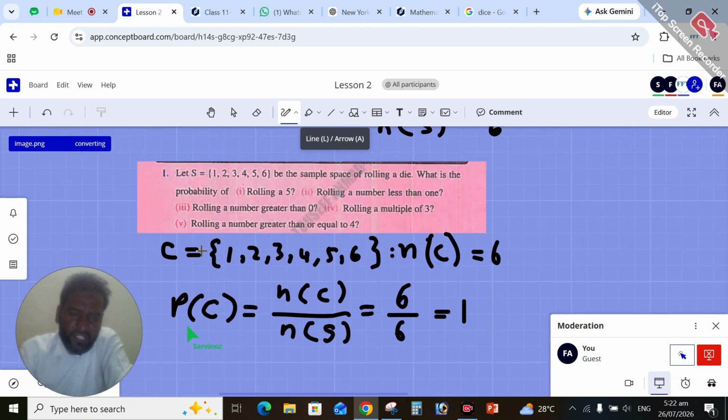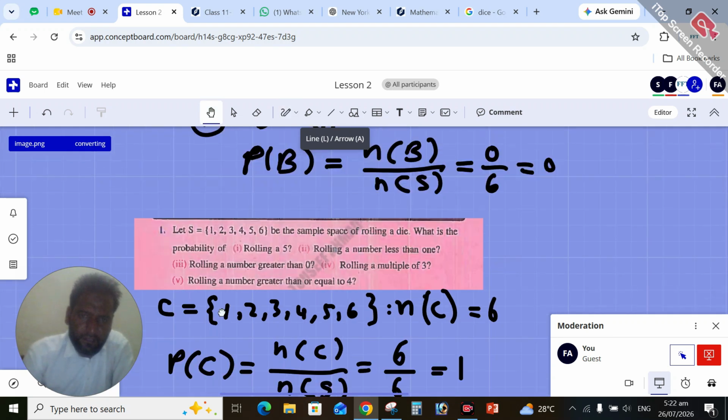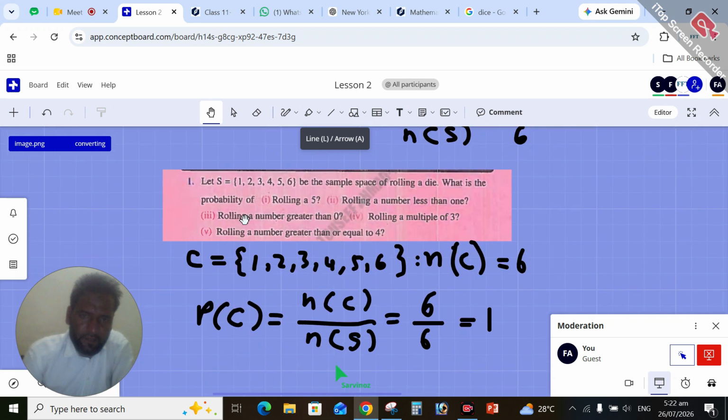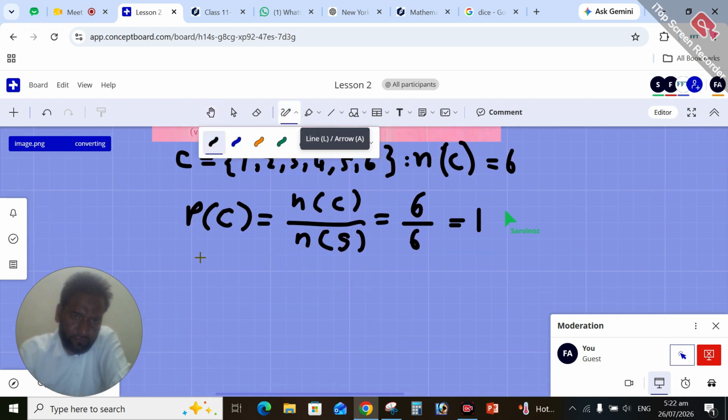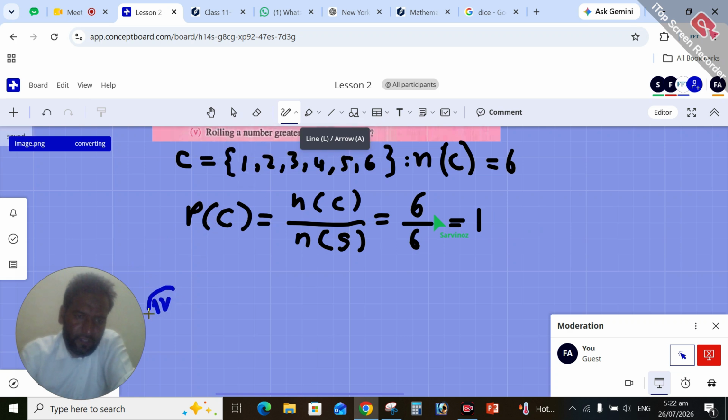Here in this section you will see how many numbers are divisible by 3. Rolling a multiple of 3, that is question number 4, right? So let me write it down. This is denoted by D, and the elements are 3 and 6. And number of D is 2.